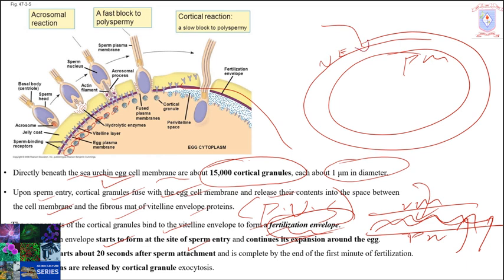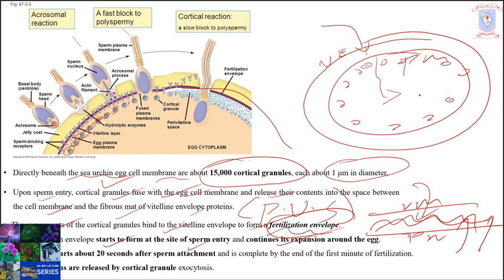this area, and these cortical granules, about 15,000 cortical granules, are present in the cortex region also. So once the sperm has reached the plasma membrane or the vitelline space, the cell signaling occurs inside the cytoplasm, as we described in the previous session.